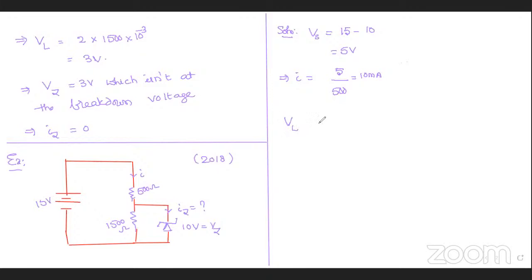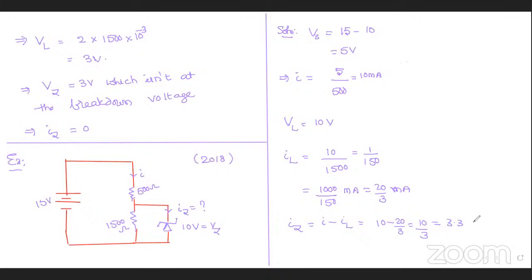And here this is VL, of course. VL I write as 10 volts, and IL is equal to 10 by 1500, which is 1 by 150, means 1000 by 150 milliamperes, which is 20 by 3 milliamperes. So the current through the Zener diode is I minus IL, 10 minus 20 by 3, which is 10 by 3. Correct, Nana? 3.33 recurring. Yes, sir.